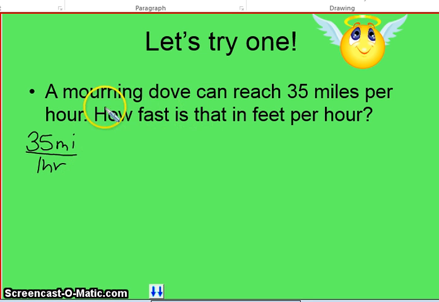Now we want to multiply that by a conversion factor that will get us feet per hour. Notice our time is not changing, but our distance unit is changing to feet. And we know 5,280 feet is 1 mile. So that's the conversion factor we're going to want to use.